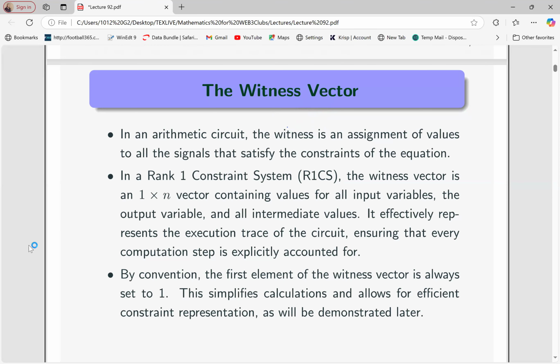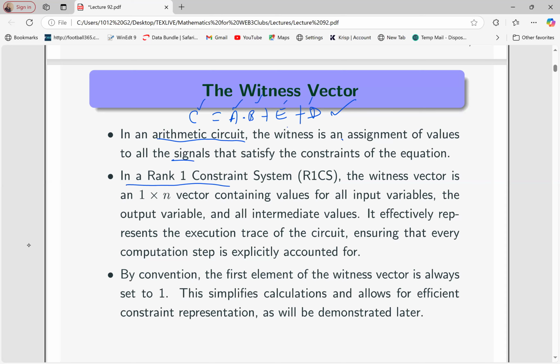So I've said, in an arithmetic circuit, a witness is an assignment of values to all signals that satisfy the constraints. That is in an arithmetic circuit. So what I've just said, when we were given A times B plus E plus D, this is an arithmetic circuit. So for an arithmetic circuit, the witness will be the values of A, B, C, D, E. What about in a rank 1 constraint system?